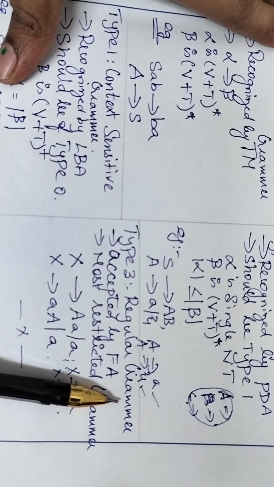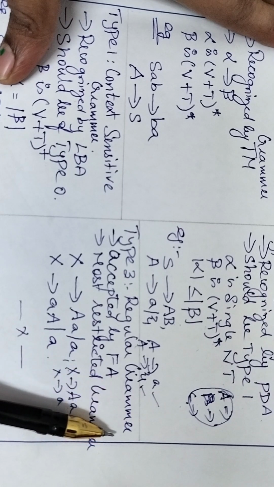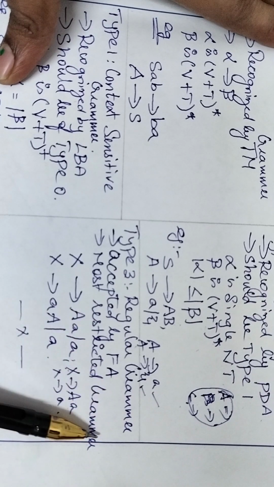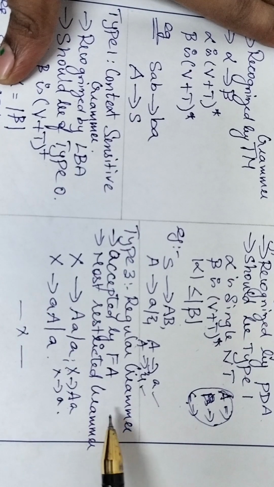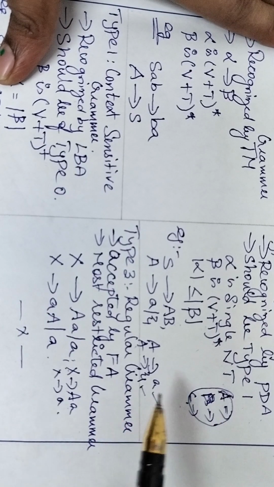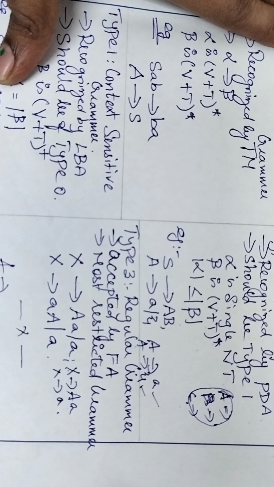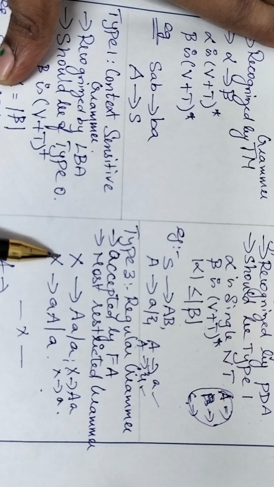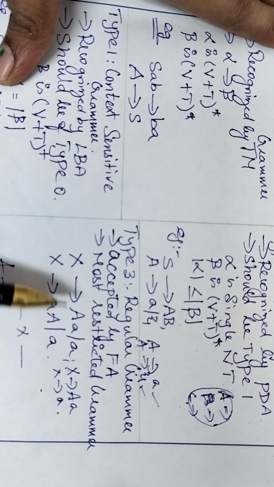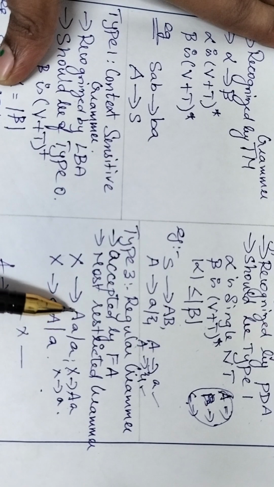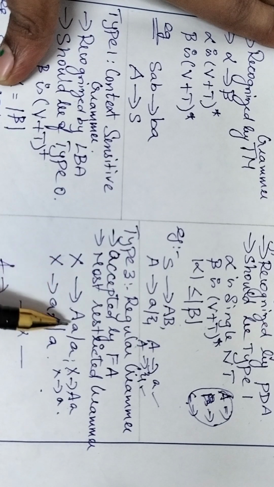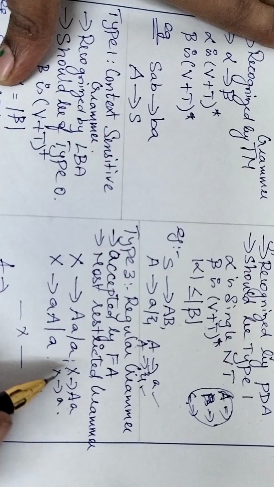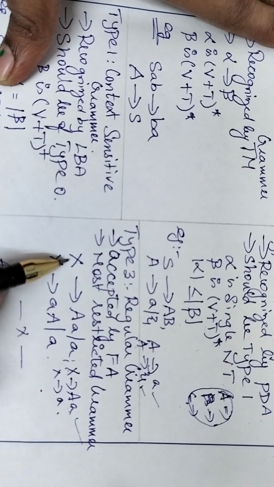Now the last one is type 3, which is regular grammar, also called the most restricted grammar. This can be accepted by the finite state machine. As I told you, if it's type 3, then it should be of type 2. So obviously the left-hand side should be a single non-terminal, and the count of alpha should be less than or equal to the count of beta. All the rules you have for type 2 are also applicable for type 3. For example, X tends to aA. You have a single non-terminal, and on the right side you have aA, where the left count 1 is less than beta.